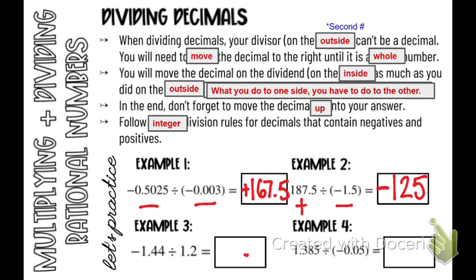Big thing with dividing decimals is you have to remember that you cannot divide with a decimal. You need to move your decimal place, and what you do to one side, you have to do to the other. After you get the decimal all situated, then you go ahead and divide like normal.